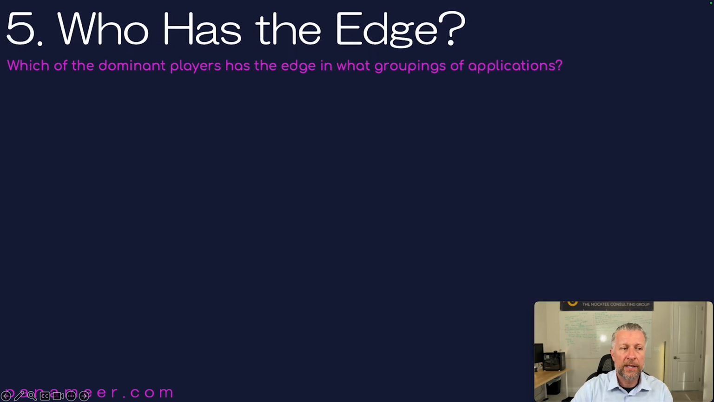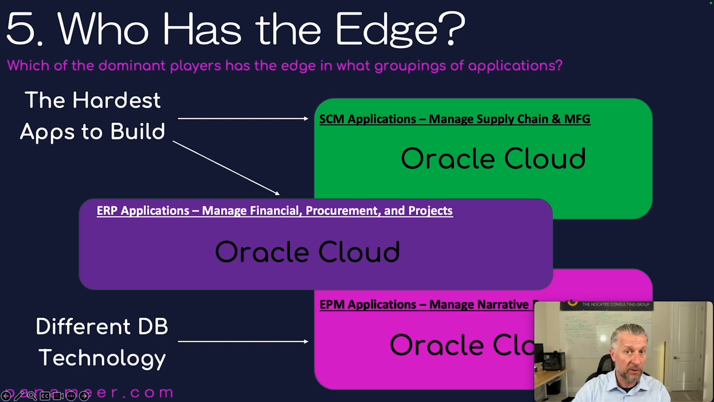Slide 5, who has the edge? So which of the dominant players, and I've probably given some of this away, has the edge in what groupings of applications? So as you can see here, the hardest to build applications are for sure supply chain, as well as the Oracle Cloud applications around procurement. But if you think about just the old Workday was PeopleSoft, tried to build manufacturing with Red Pepper and a host of other different tools, this is really a market that was dominated by SAP in the beginning because of its post-World War II construction and international flavor from the beginning. But over time, Oracle caught up with and now is ahead because they have the cloud, the true cloud product. They're the only ones who have that.